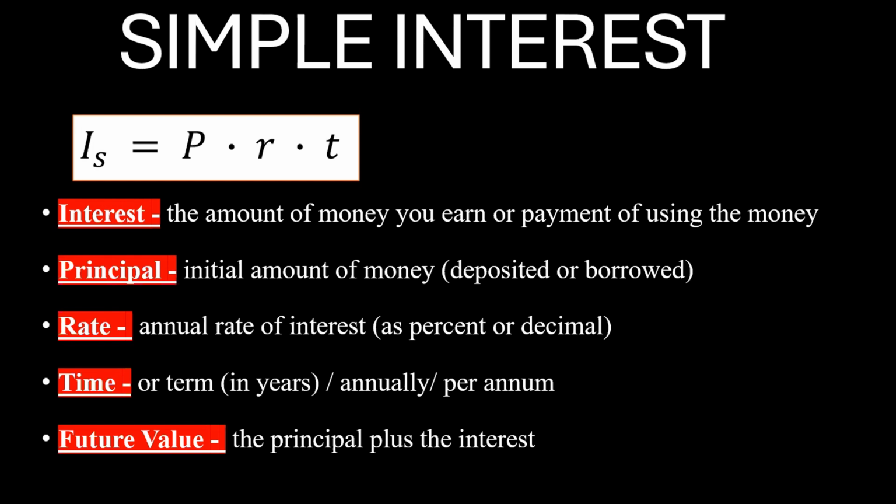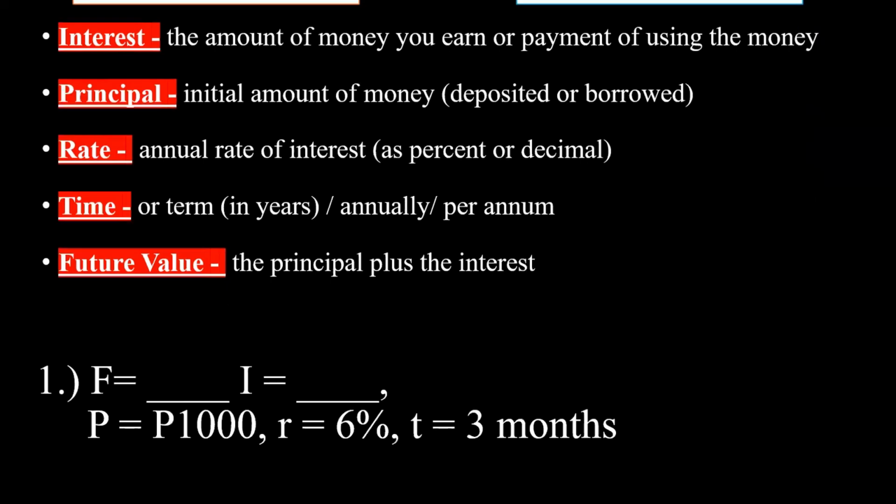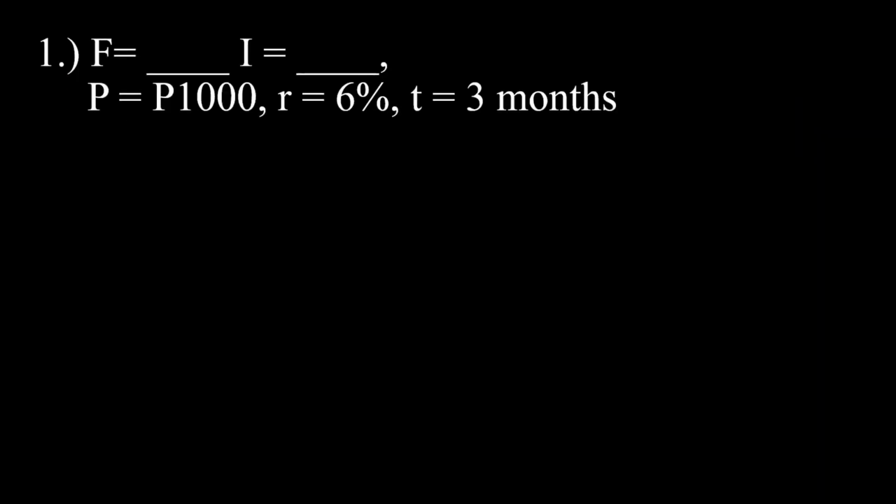Now, once you borrow money, if you are going to pay it back, we call it the future value. And when you pay it back, you have to include the principal plus the interest. So this is the formula. F is equal to P, which is the principal, plus the interest. In other books, they are using letter A instead of letter F. A stands for the amount. So let's begin.